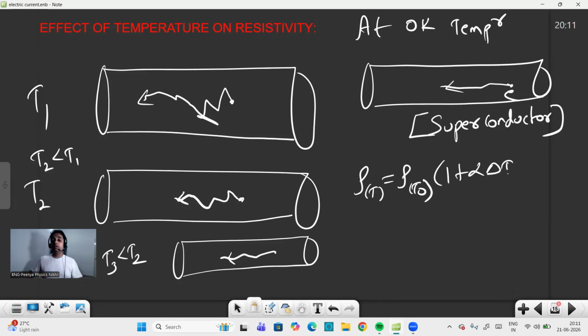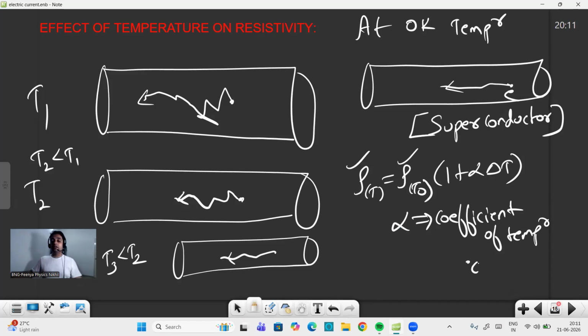plus alpha delta t, correct? Where rho t is resistivity at T degrees Celsius, rho t naught is at 0 degrees Celsius or reference temperature, and alpha is the coefficient of temperature, and its unit is per degree Celsius or per Kelvin. Delta T is the change in temperature. Again, rho T is resistivity at T degrees Celsius, rho T naught is resistivity at reference or 0 degrees Celsius, and alpha is the coefficient of temperature. Its unit is per degree Celsius or per Kelvin.